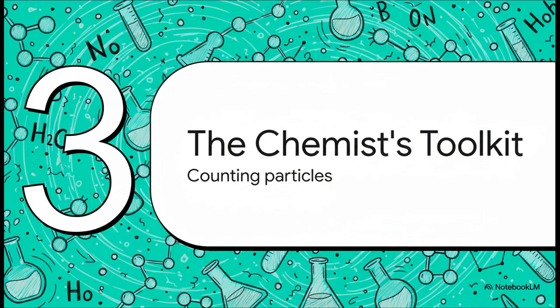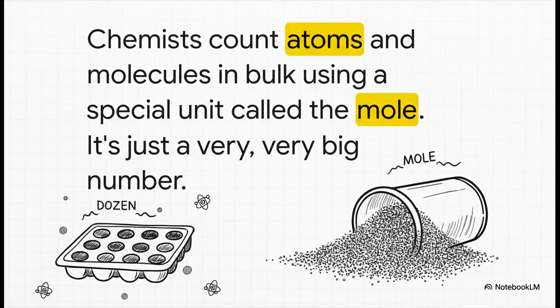It all starts with a clever way of counting particles. See, atoms and molecules are just impossibly small. You can't count them one by one. So chemists came up with this brilliant idea: the mole. Just think of it like a chemist's dozen. You know how a dozen always means 12? Well, a mole always means the same very, very large number of particles. And this one idea is the key to everything else.